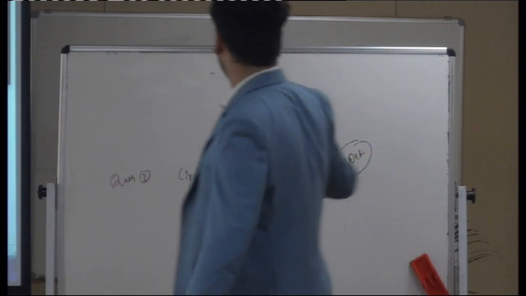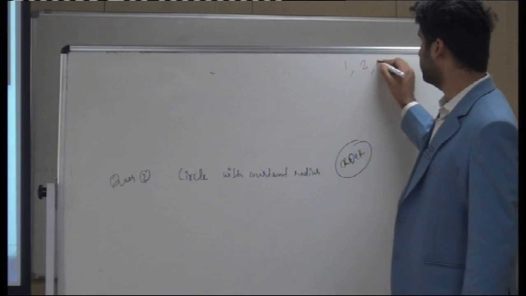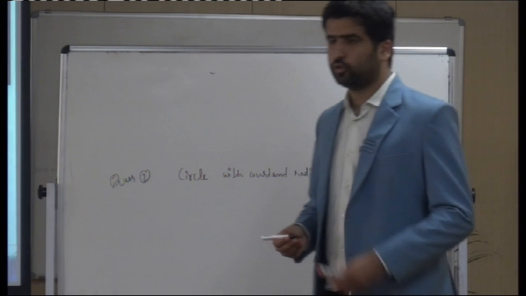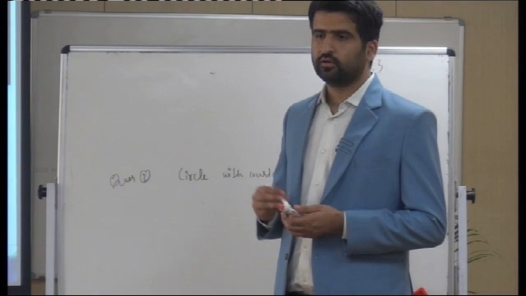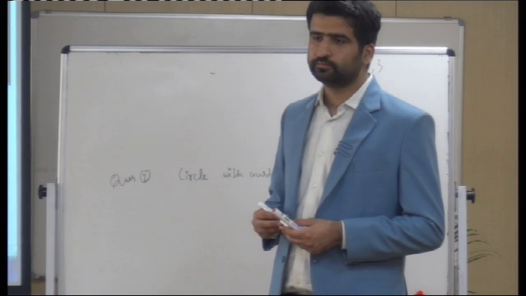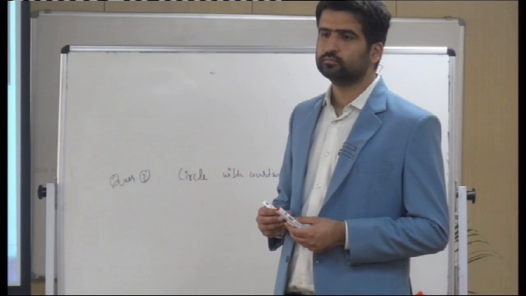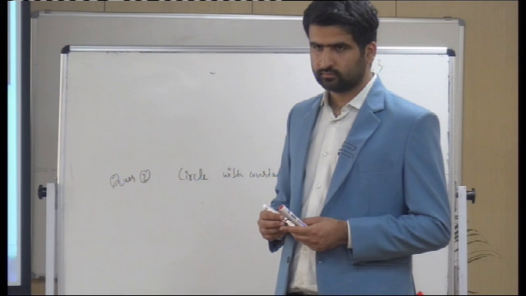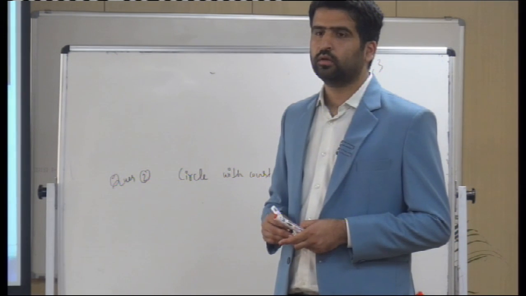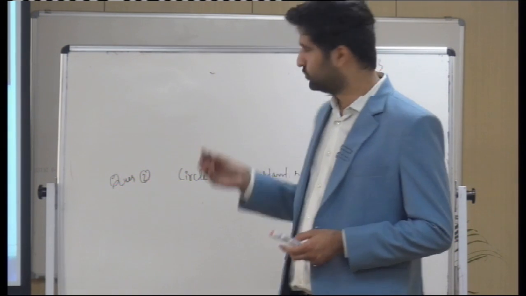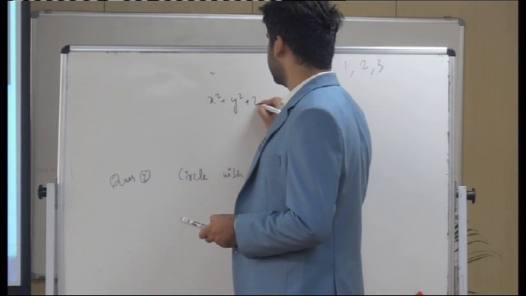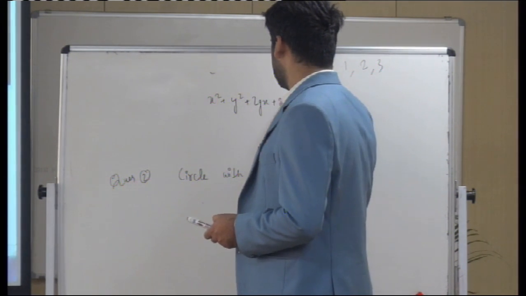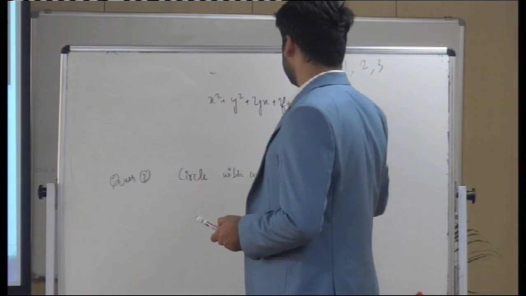So tell me, what is the answer? Is it 1, 2, or 3? 2? 3? So how are you getting 2? x square plus y square plus 2gx plus 2fy plus c is equal to 0. Yes.